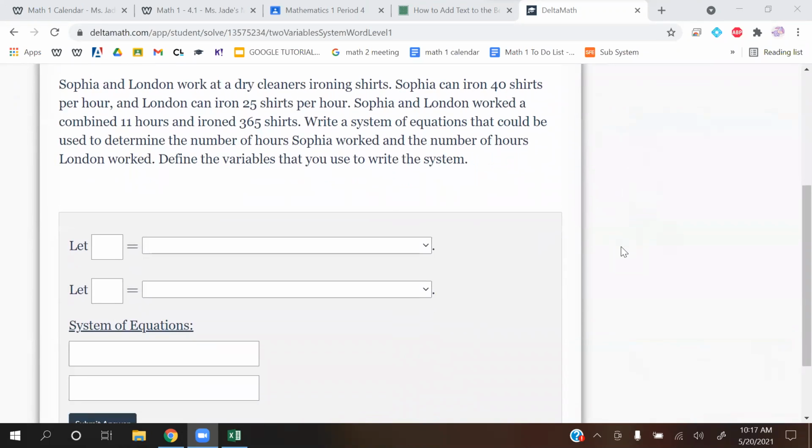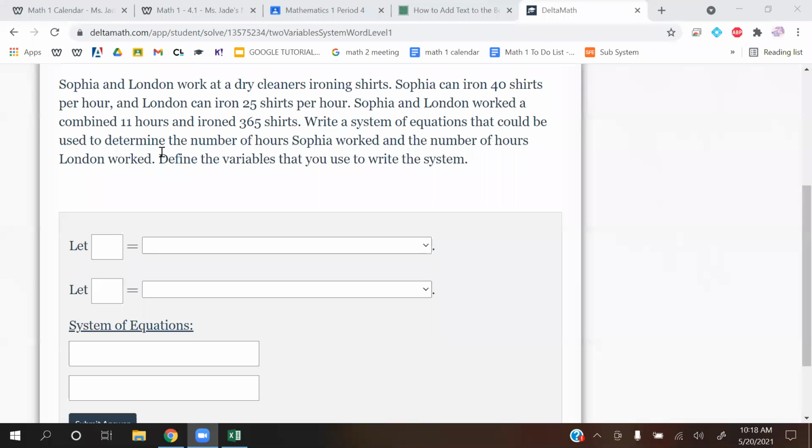So for this problem, it says Sophia and London work at a dry cleaner's ironing shirts. Sophia can iron 40 shirts per hour and London can iron 25 shirts per hour. Sophia and London worked a combined 11 hours and ironed 365 shirts. Write a system of equations that could be used to determine the hours Sophia worked and the number of hours London worked. Define the variables that you use to write the system.